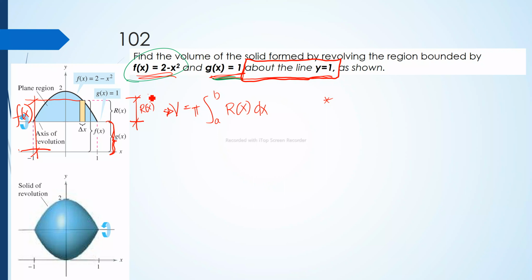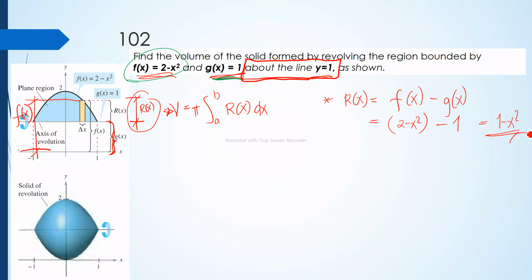So how do we get it? The r of x is just equal to the f of x minus g of x, or simply, 2 minus x squared minus 1, or 1 minus x squared. So this is our radius. That will happen if the axis of revolution is not the x nor the y-axis.